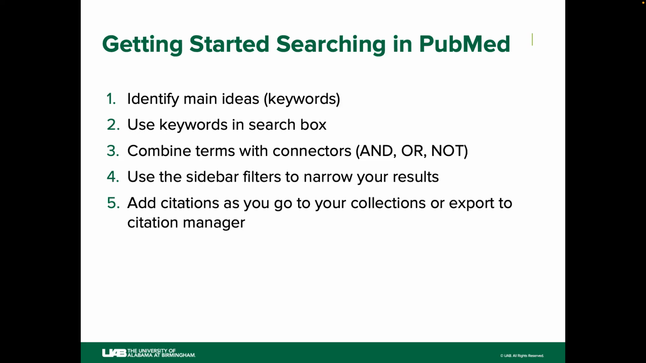The next thing you do is you take those words and you put them in the search box. And then you combine those terms using the connectors and, or, and sometimes not. After you're getting results, you can use the filters to help you narrow your results down, to help you focus your results more. And then you can add citations to your collections, or you can export them to a citation manager if you want to save them for later.